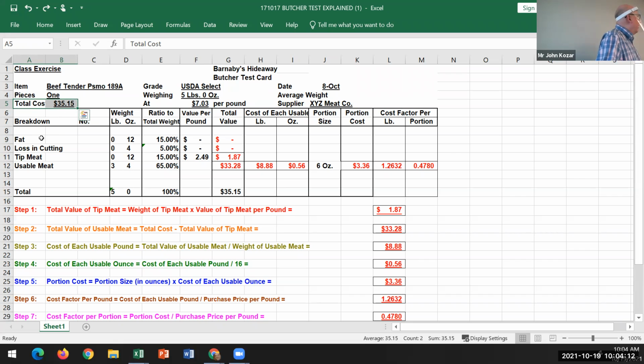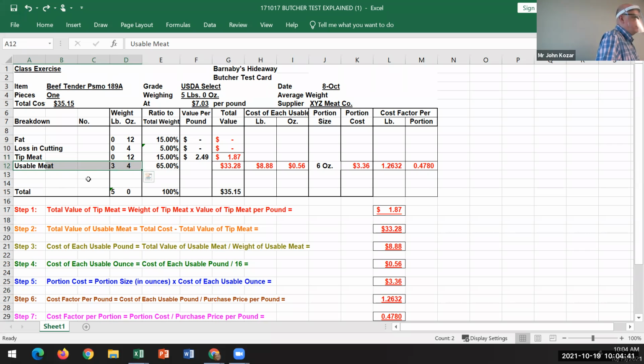What we're doing is having our butcher shop cut it and weigh what they have. So they end up with 12 ounces of fat. I'm going to skip the loss in cutting for right now. There's also going to be 12 ounces of tip meat that we can use for something else. And that's going to leave us with 3 pounds, 4 ounces of usable meat to make our individual fillets out of.